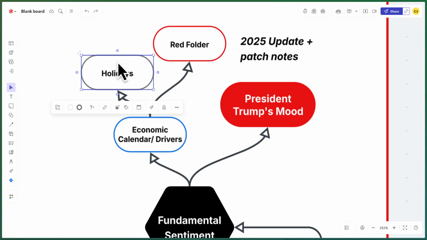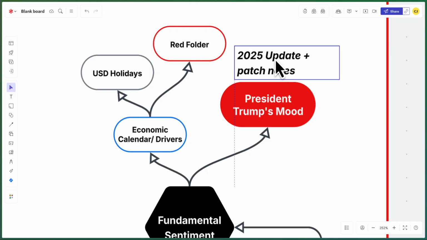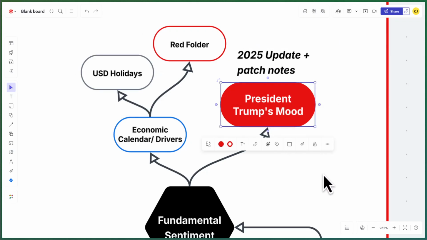The indices market are based on the US dollar, basically any forex pair that has the USD, and the US stock indices, right? The Nasdaq, the S&P, the Dow Jones, the Russell, the E-Mini. And then, we have the red folder from the economic calendar. We have the holidays in the red folder. So I mostly focus on the USD holidays. Let me make that clear. USD and red folder.